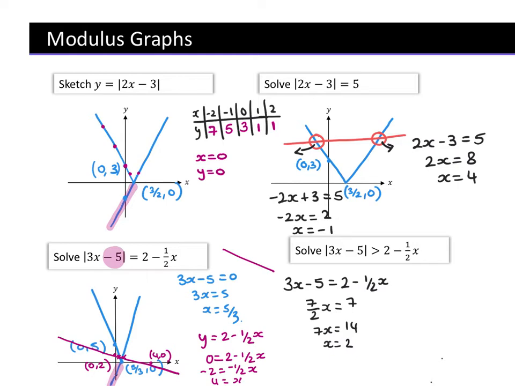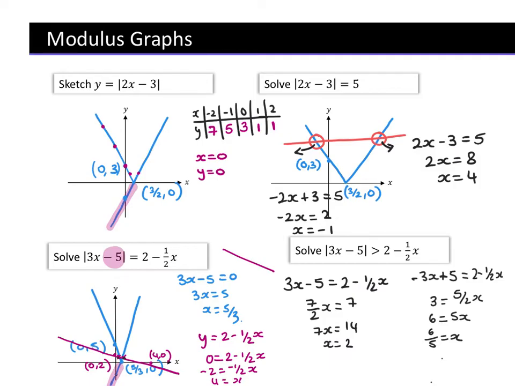Then for my second one, I know it crosses on the left-hand side. So if it crosses on the left-hand side, because it was a reflection, we multiply everything in the modulus by minus 1. So we're going to get minus 3x plus 5 equals 2 minus a half x. If I rearrange this, I'm going to get 3 equals 5 over 2 x. 6 equals 5x. 6 over 5 equals x. So we have two solutions, x equals 2 and x equals 6 over 5. And that is where the line crosses the V.